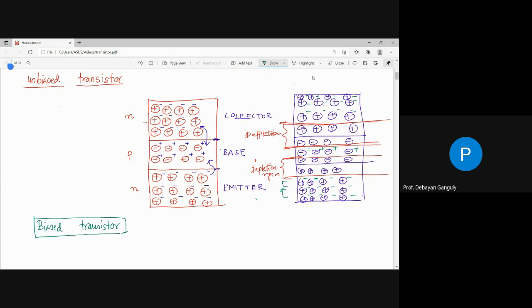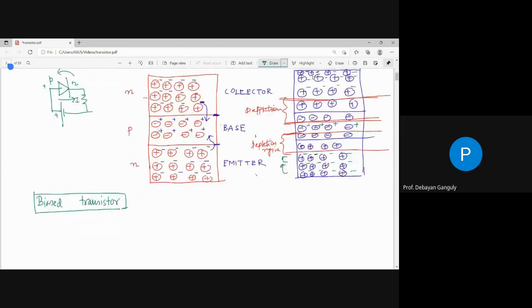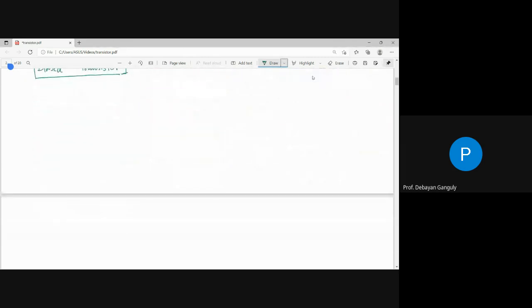Because in case of a PN junction, that is very simple. This is the P side, this is the N side, and you are applying a positive on this side and a negative on this side. This positive will attract the electron, so the current will flow through these directions. That is a simple thing. But in the transistor, there are lots of junctions, right? So in that particular case, what will happen?